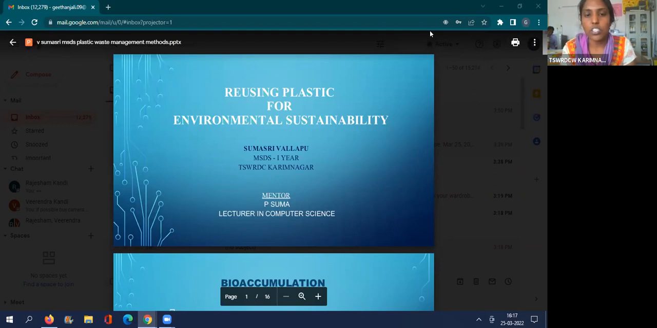As per the reports, 6.3 billion tons of plastic is produced each and every year, but of that plastic only 9% is being recycled and only 12% is being incinerated for the production of fuel. I think this should be developed more and more.